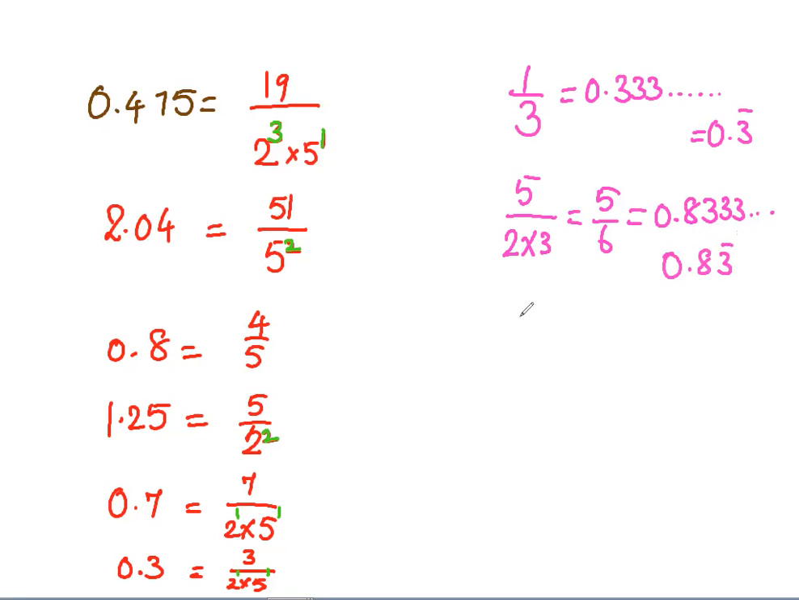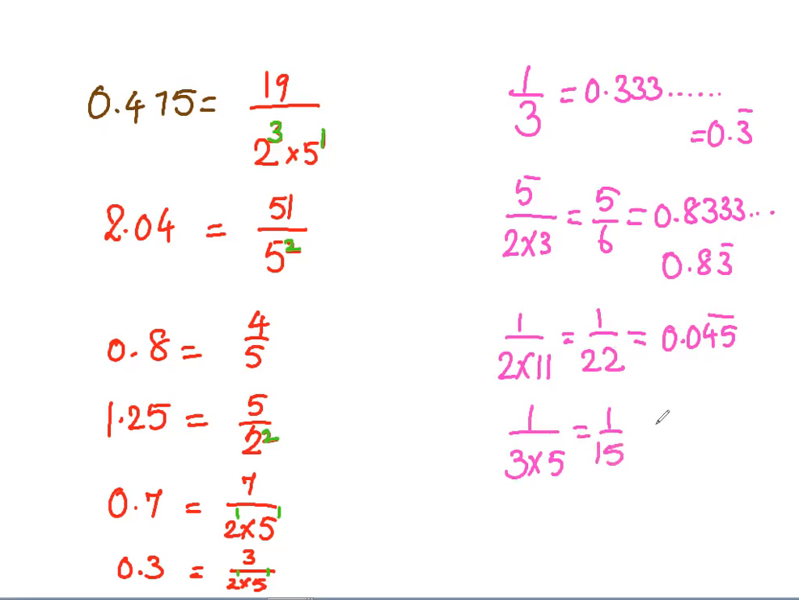If I take 1 by 2 into 11, 1 by 22, this is equal to 0.045 bar. Bar means repeating. If I take 1 by 3 into 5, that is 1 by 15, we get 0.06 bar. So observe here, the prime factors of the denominators are 2 and 5, or only 5, or only 2, or 2 and 5.